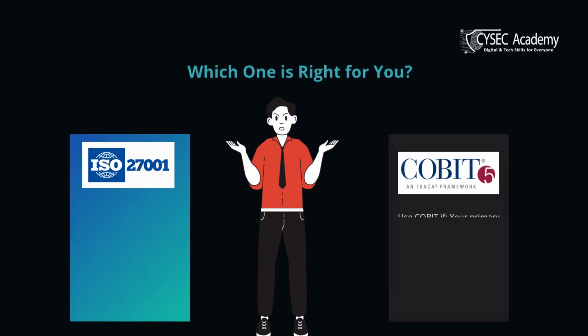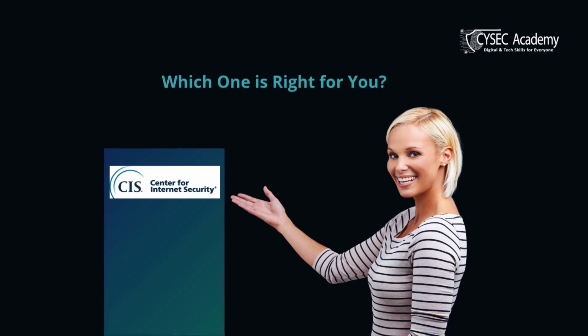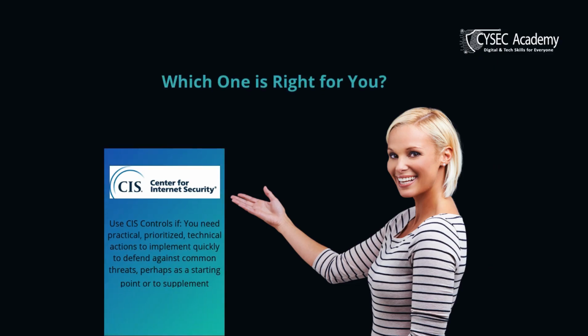Use ISO 27001 if you require formal certification, operate internationally, need to provide strong assurance to partners, or prefer a highly structured, process-driven ISMS, often relevant in regulated sectors. Use COBIT if your primary goal is to improve the overall governance and management of IT, align IT with business goals, measure IT value, and prepare for IT audits. Use CIS Controls if you need practical, prioritized technical actions to implement quickly to defend against common threats, perhaps as a starting point or to supplement another framework.